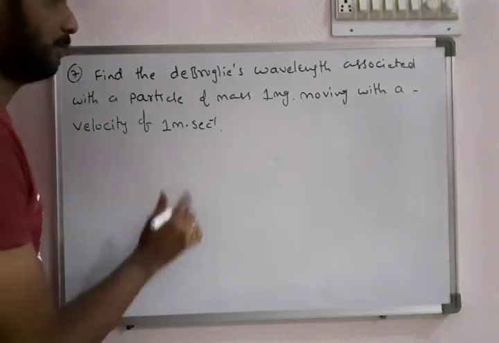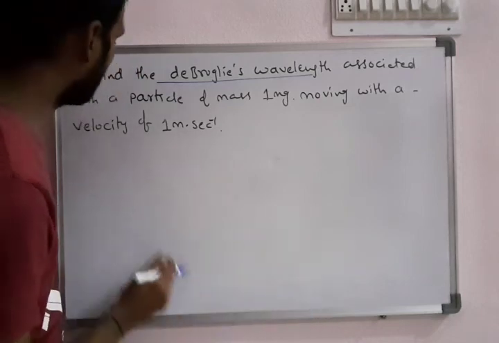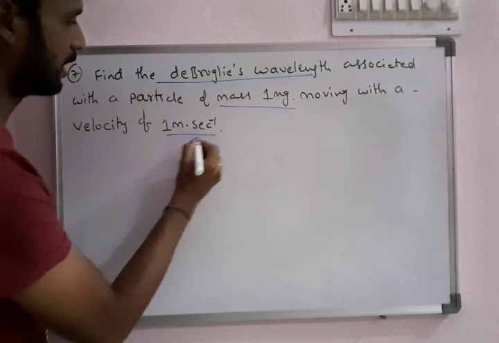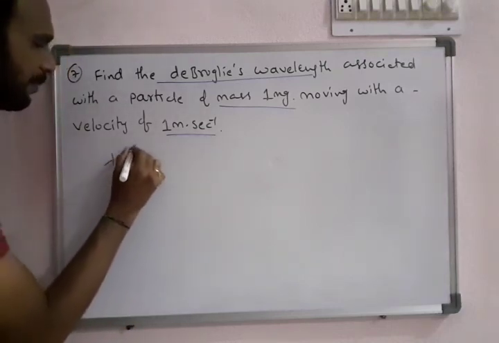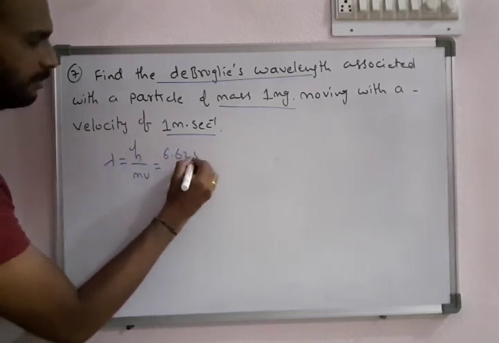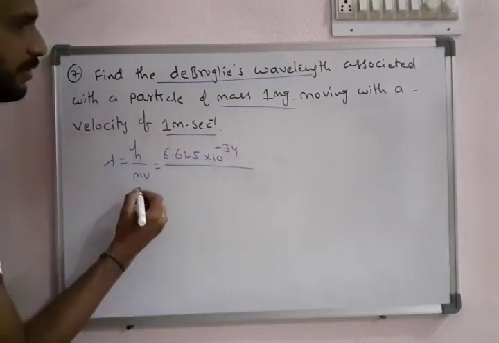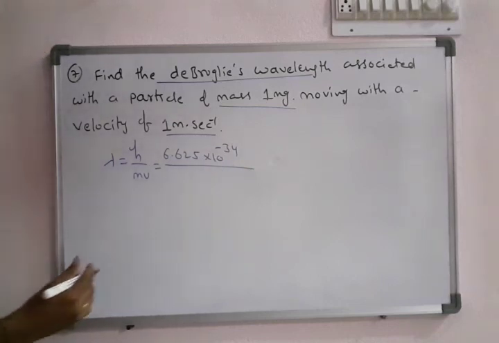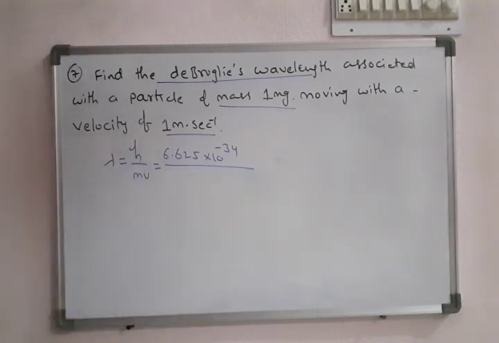Here again a similar problem. Find the de Broglie wavelength associated with a particle having mass 1 milligram and velocity 1 meter per second. Here take care of units. We know lambda is equal to h by mv. We know the h value, Planck's constant, in joule second. What is the mass? Here it is given 1 milligram, so we must convert it into kilograms.